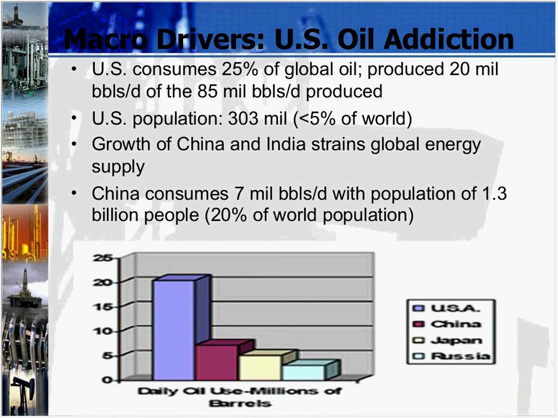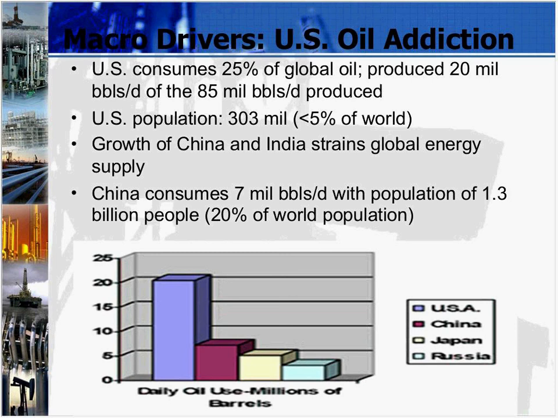So what are these macro drivers? We think oil and other commodities, including gold, uranium, and steel, also fall into this category. We seem to have an expertise in energy, and so have focused more on detailed analysis of the oil and gas market. If you look at the macroeconomic drivers behind oil, the United States right now is consuming about 25% of global oil production, which is about 20 million barrels a day of the 85 million barrels produced. Yet the United States population is around 303 million, which is about 5% of the world. So we believe that the growth of China and India is really going to strain the global supply of energy.